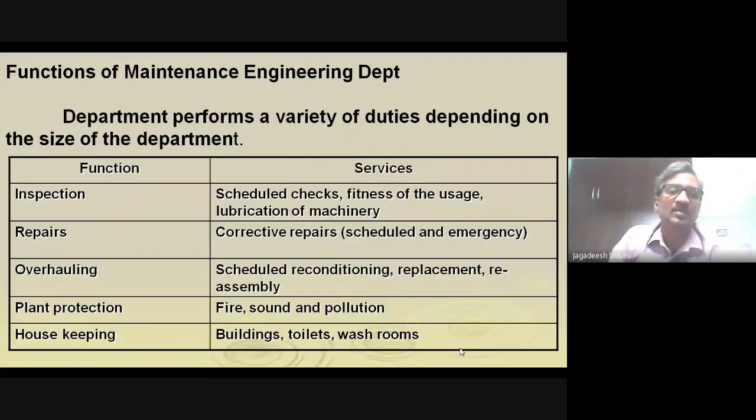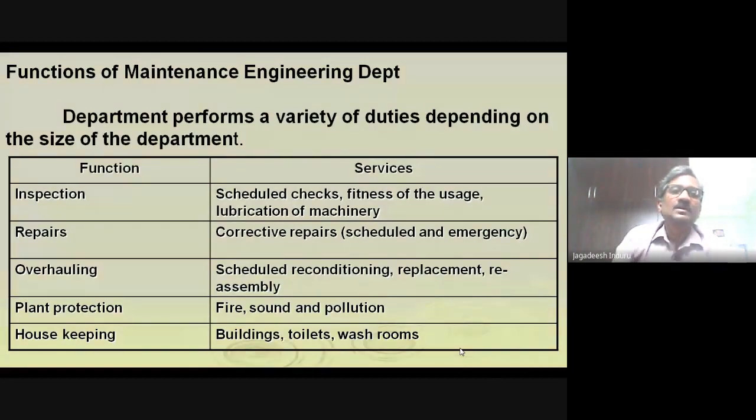Another one is plant protection. They will be looking after your firefighting equipment and replacing dry chemical powder, or they may be checking the valves of your water jet engines, which they need to sprinkle onto the fire. So these are all the activities they will be doing. In addition to that, they will be taking care of housekeeping. There will not be any leakages and spillages in the factory, and also in regular usage areas like washrooms, toilets, buildings and canteens.